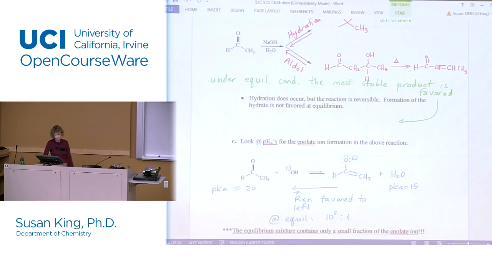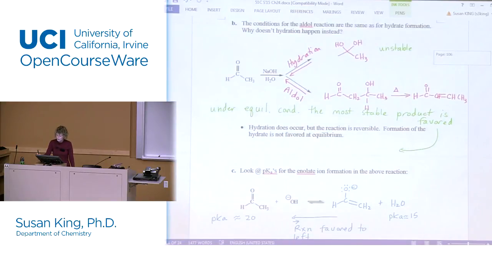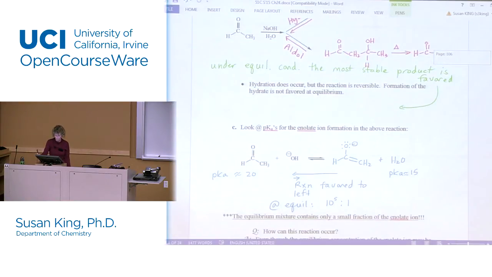Yeah, go ahead. In the previous problem with the hydration reaction, is that a hydrogen? Did I draw that wrong? Yes, I did. Oh, what's going on here? Okay, now I'm really not going to do that anymore. Okay, I swear.